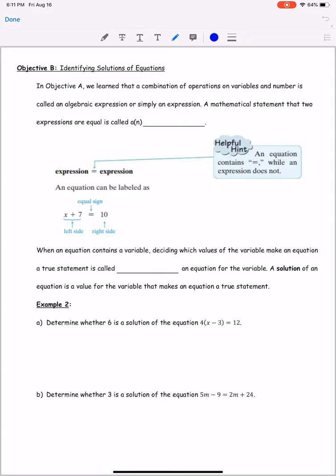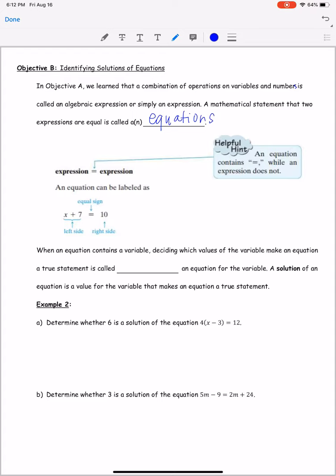All right, on to objective B. Objective B is identifying solutions for equations. So it says right here in objective A, we learn that a combination of operations on variables and numbers is called an algebraic expression or simply an expression. Here's our new term. A mathematical statement that two expressions are equal, this is called an equation. We treat expressions and equations differently.